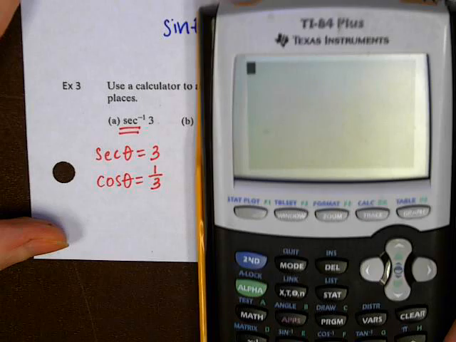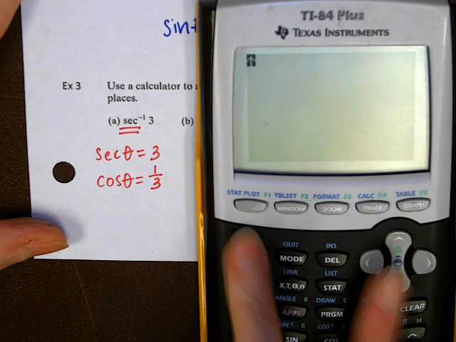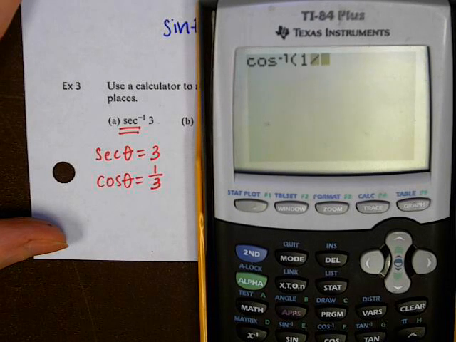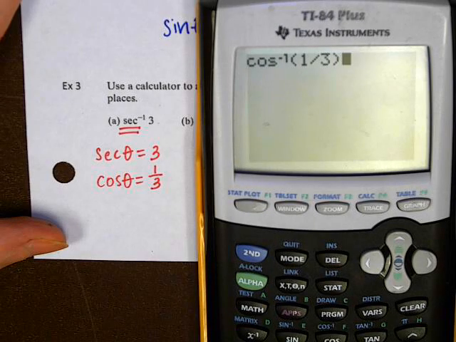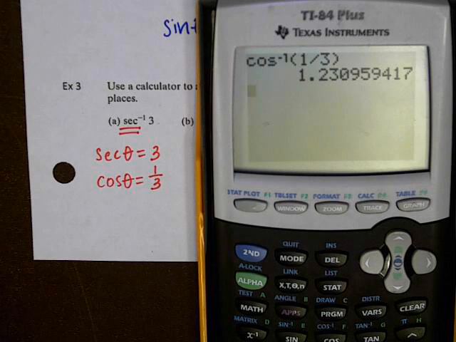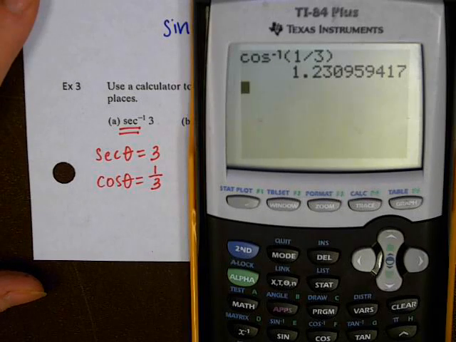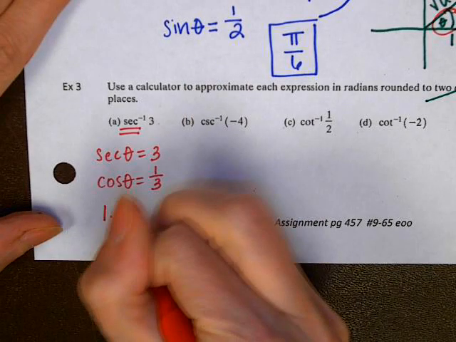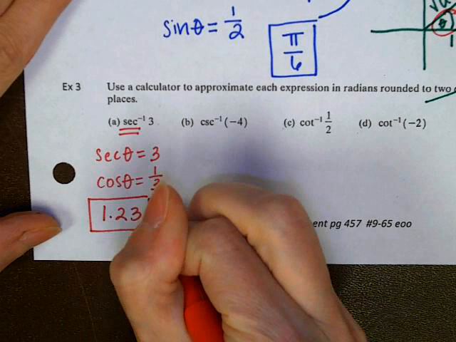All right, so you guys are going to find inverse cos. What angle produces a ratio of 1/3 at cosine? And that to 2 decimal places? So 1.23. All right, so this is 1.23. That's the angle in radians.